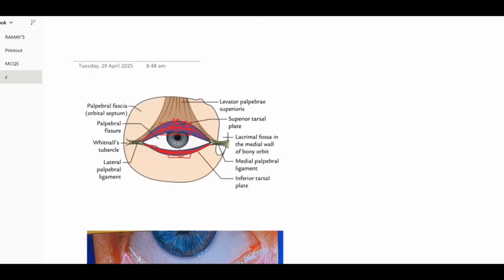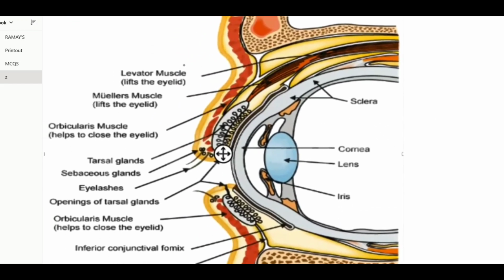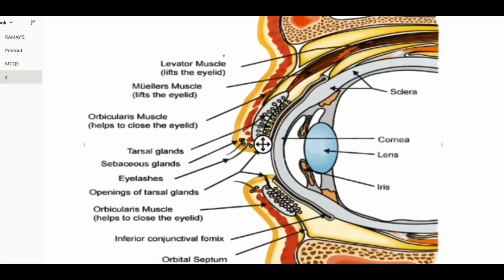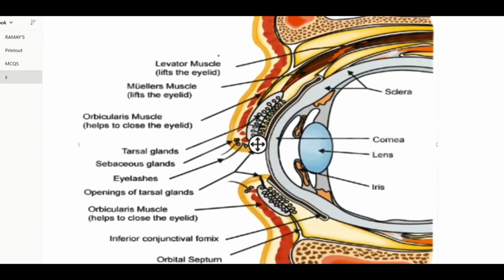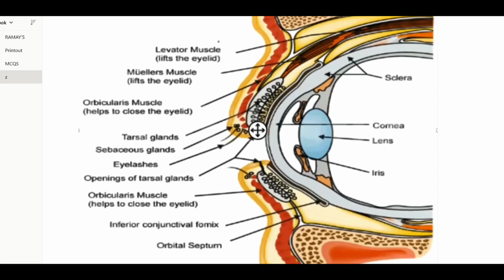Let's clear it in another diagram. This structure present here, this is the tarsal plate. Okay, this is the tarsal plate. I have already told you that the tarsal glands or the Meibomian glands are located within the tarsal plate. These are the Meibomian gland openings. Okay.